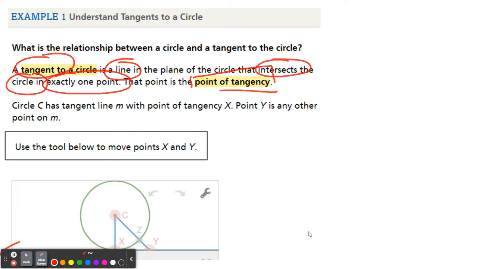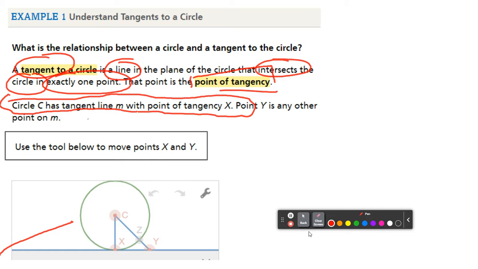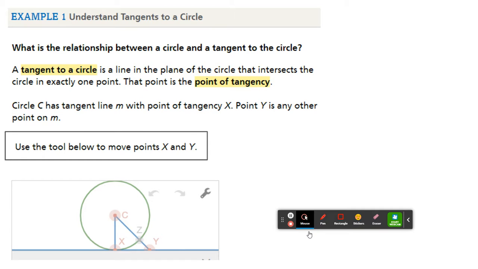So if we take a look at this picture below, sorry about that, I'm trying to drag this out of the way so we can see. Yep. Okay, so if you take a look at this circle below, the circle C has tangent line M with point of tangency X. So this is going to be your tangent line, and point X is going to be your point of tangency. So now I'm going to use this tool. Let me clear these markings, and let's use this tool in Desmos to do some investigative work.